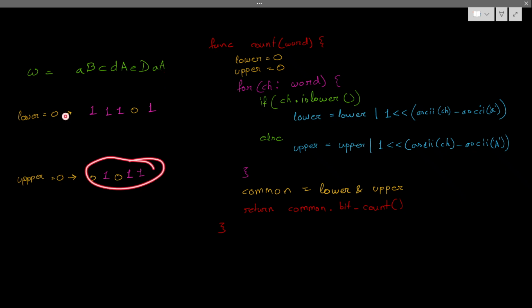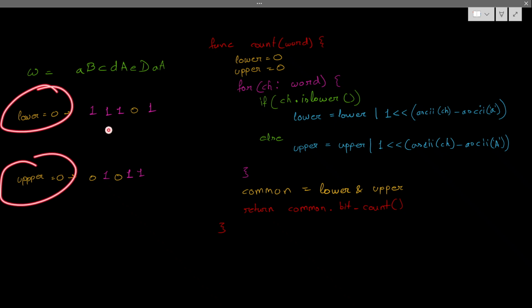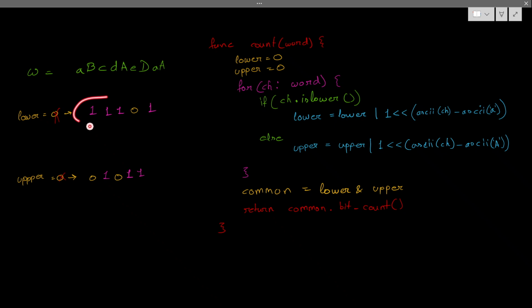So now I am setting the bits: if small a is appearing, the first bit will be set. If b is appearing, the second bit is set. If c is appearing, the third bit is set, like this way. This is for lowercase, and this is the uppercase. See here, now lower is not 0. It is representing something. We don't need the decimal value of this, it doesn't matter. We need the bits only.